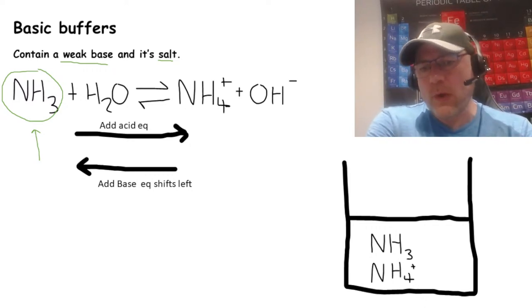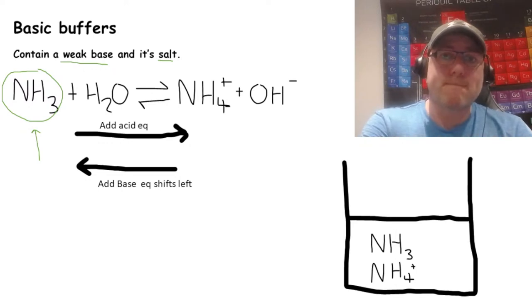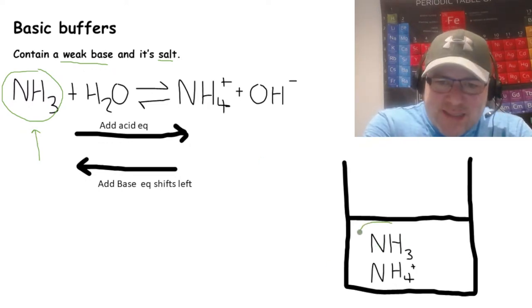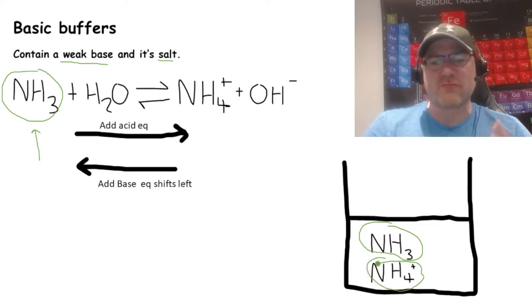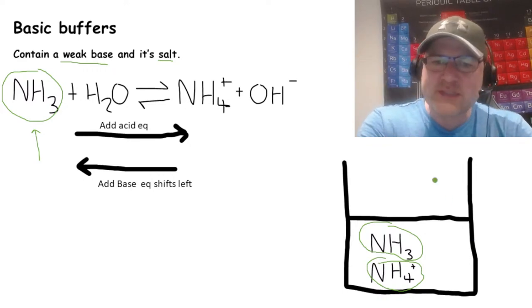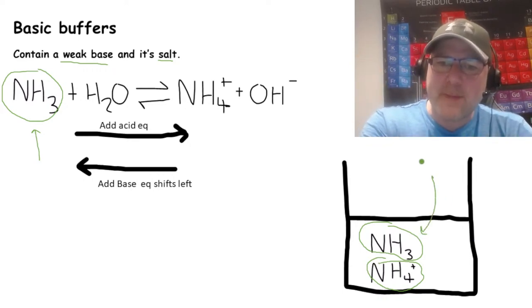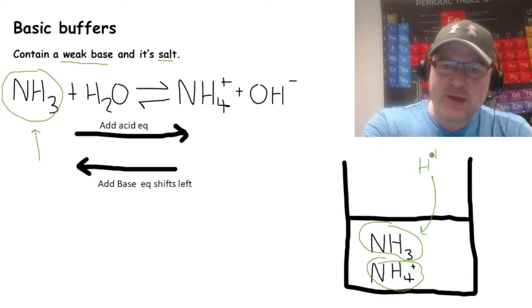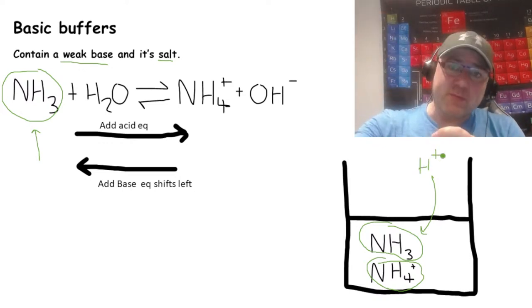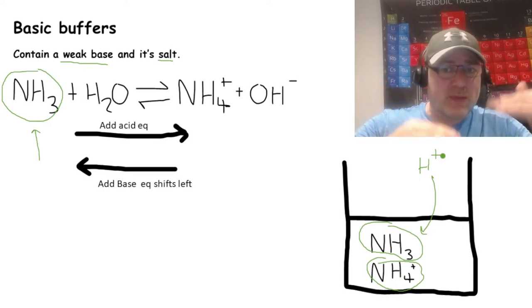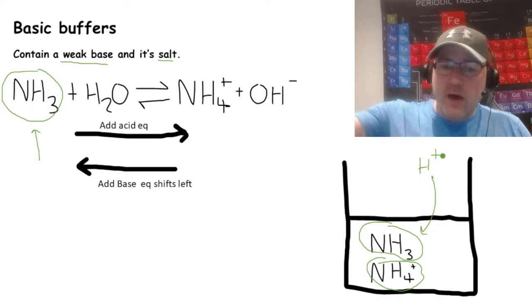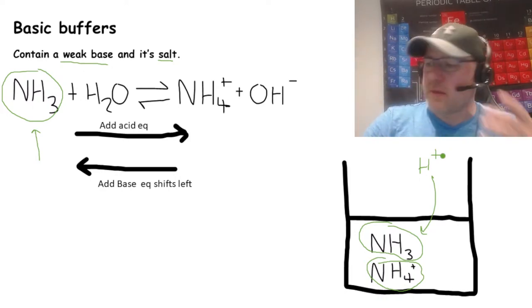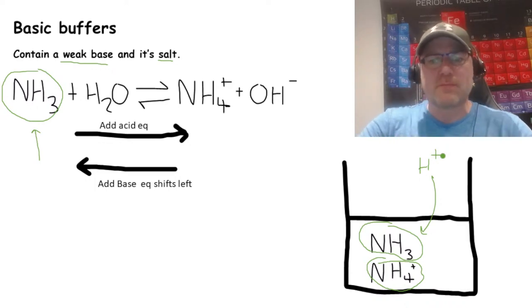So what we want in our basic buffer is tons of ammonia and tons of ammonium ions, right? I want both. Why is that? Well, if someone starts adding acid to my basic buffer, the hydrogen ions that are released from the acid are the dangerous thing that's going to change the pH. They're going to lower that pH. Well, they're going to get absorbed by the ammonia. The ammonia is going to go, come here, I'll form ammonium.